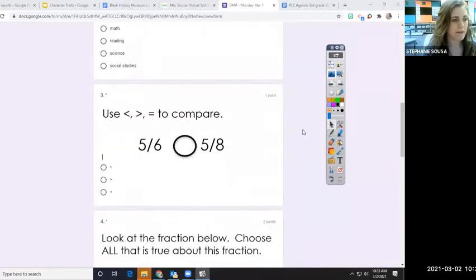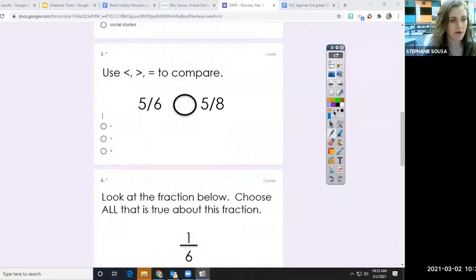All right, next up. Use less than, greater than, or equal to compare. We have 2 fractions that have the same numerator. They both have 5 parts. Our denominators are different. That means we must think about the size of the pieces. We know that the greater the denominator, the smaller the piece. So 5/8 is smaller than 5/6 because 5/6 would only need to be cut into 6 pieces versus 8.